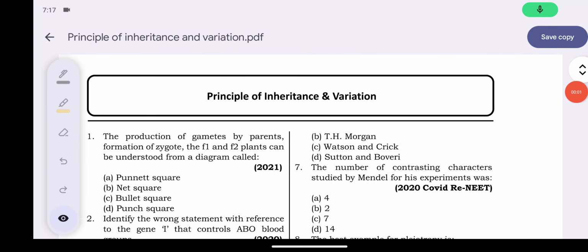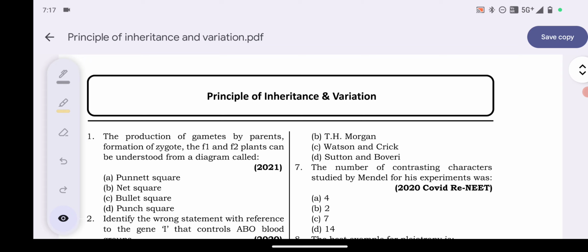Hello students, today I bring for you a new chapter, Principle of Inheritance and Variation. In this chapter we are going to solve a total of 54 questions which are coming in the previous 2013 to 2023 NEET exam. So let's start the first question.